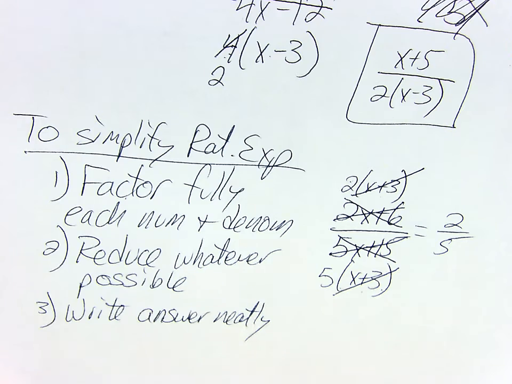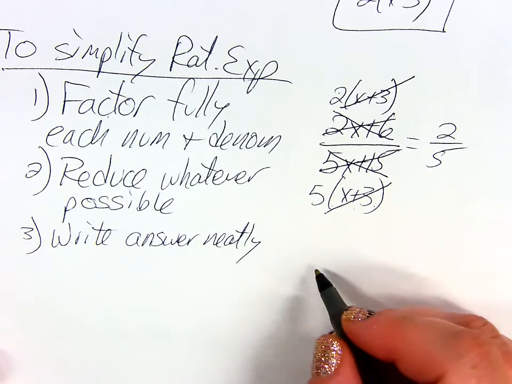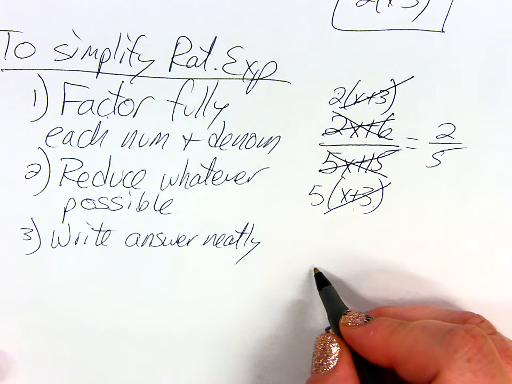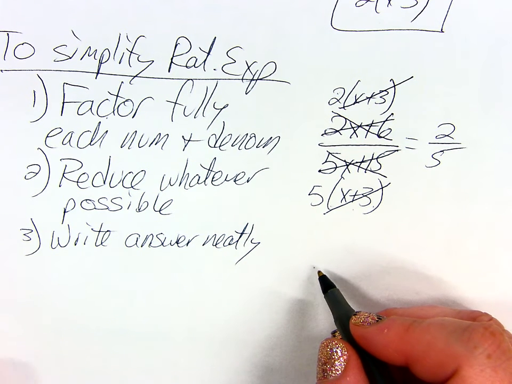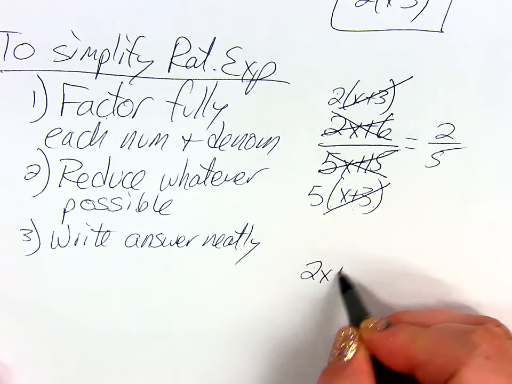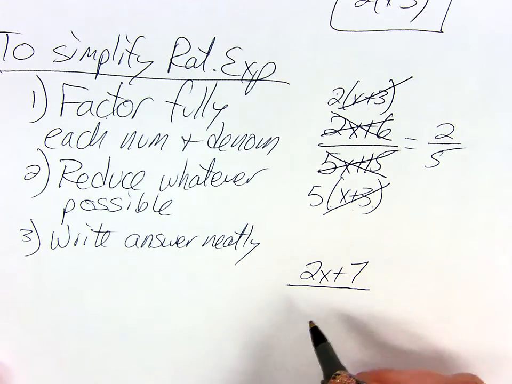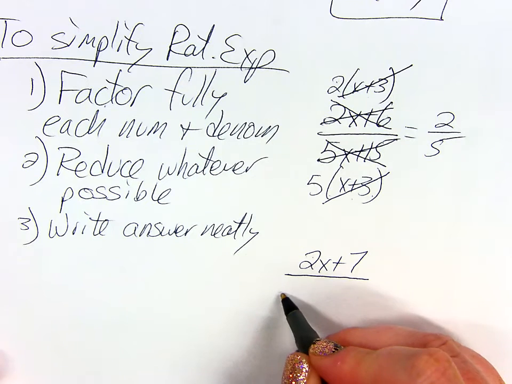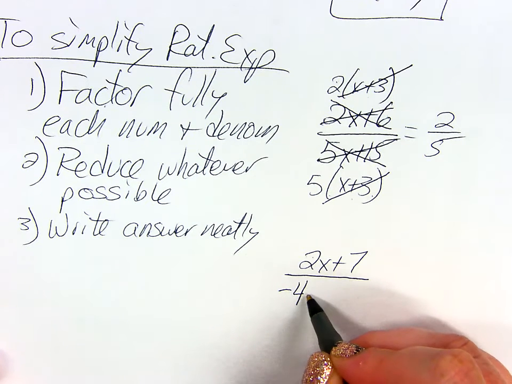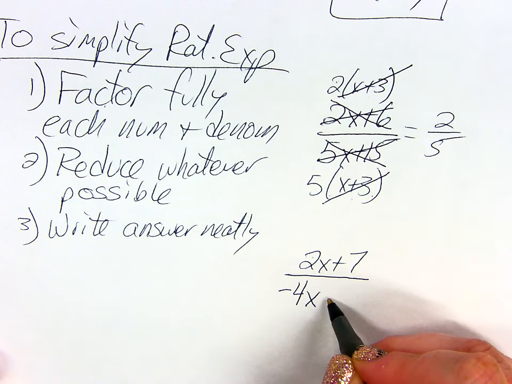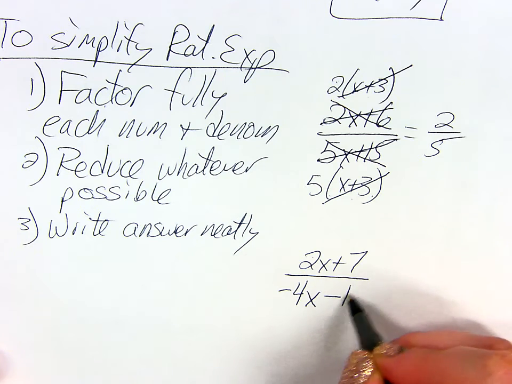Okay, try another. Let's try, let's see, what could I do? 2x plus 7 over negative 4x minus 14.